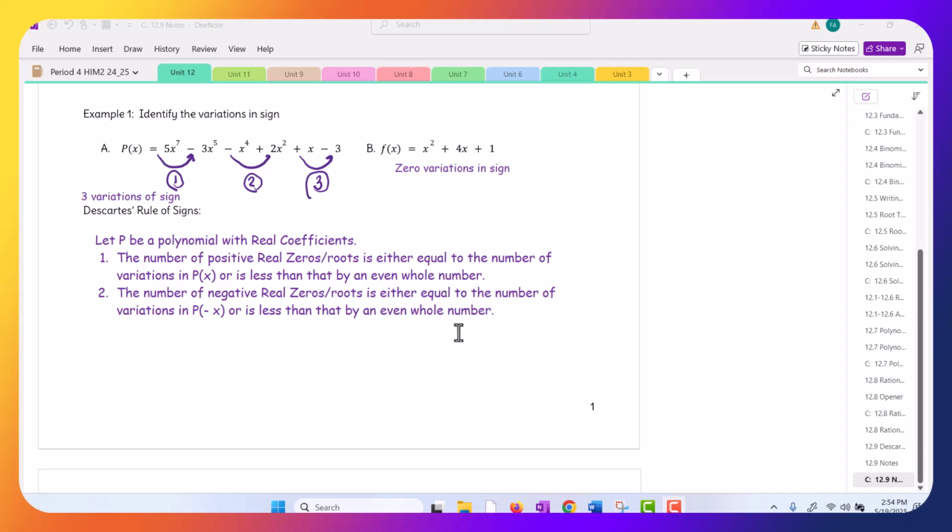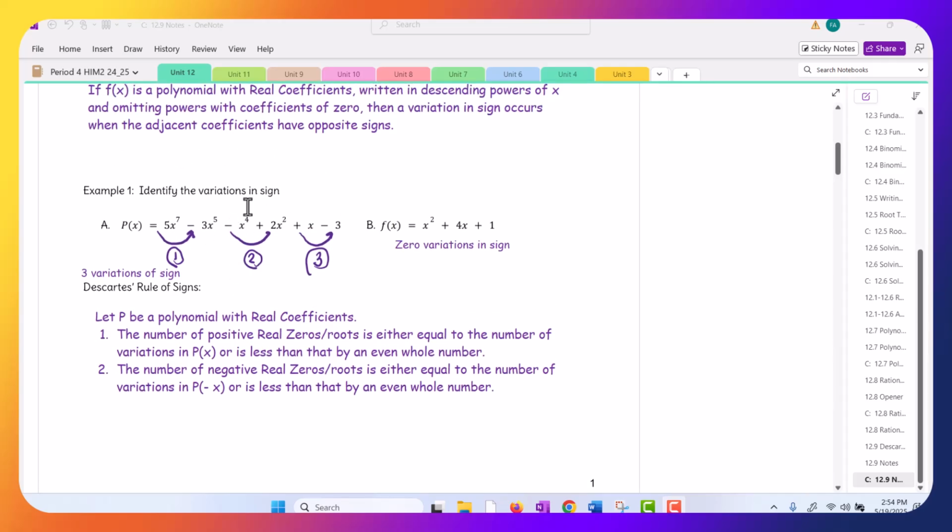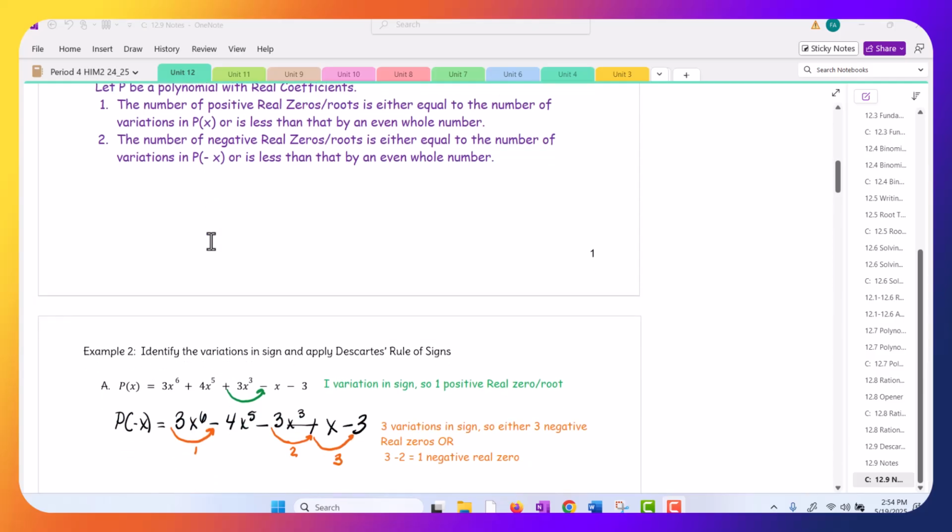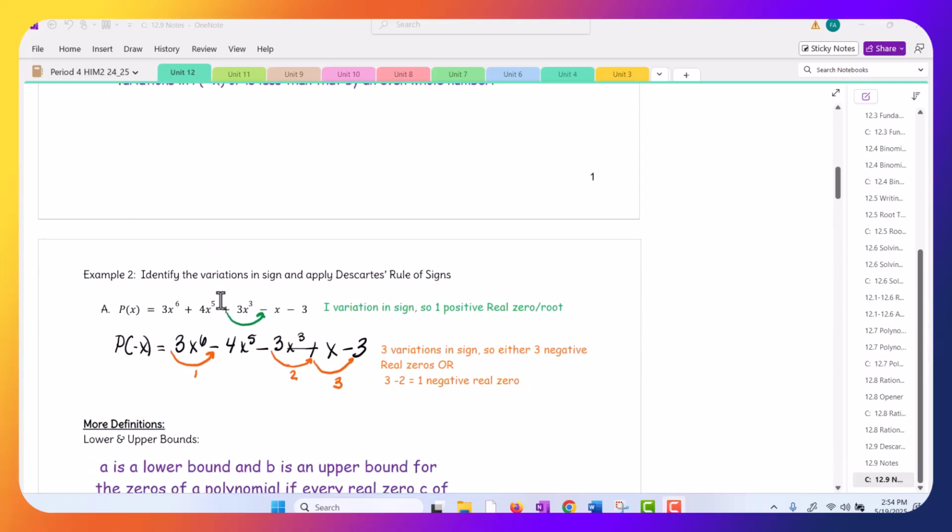So what we'll do, like in this example, we'll get the 3 and we'll initially subtract off 2. When we end up at 1 or 0, we stop subtracting 2. If it's not possible to subtract 2, then we don't. Then we substitute in a negative x, look for the variations, and do the same thing to get the number of possible negative real zeros.